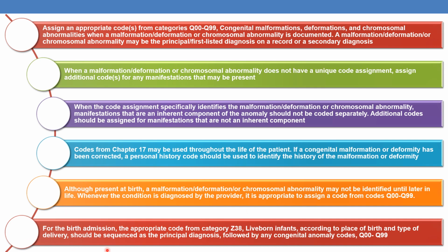Finally, for birth admission, the appropriate code from category Z38, live born infants according to the place of birth and type of delivery, should be sequenced as PDX, followed by any congenital anomaly codes. This is an important point. For the birth admission, the appropriate code from the Z38 category should be the PDX, followed by any congenital anomaly codes which come under Q00 to Q99.